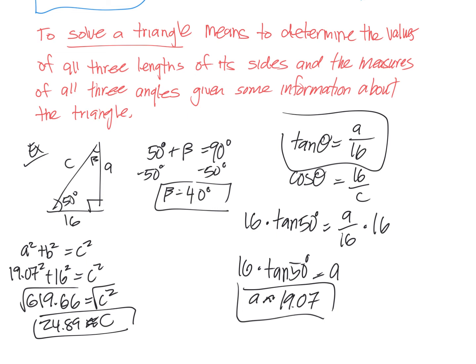So here we go. We solved the triangle. We found the remaining sides. We were given one angle, 50 degrees. We were given another because it was 90, a right angle, and then we were given one side, 16.